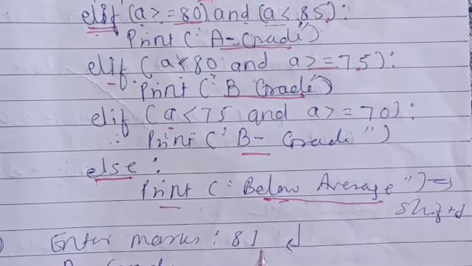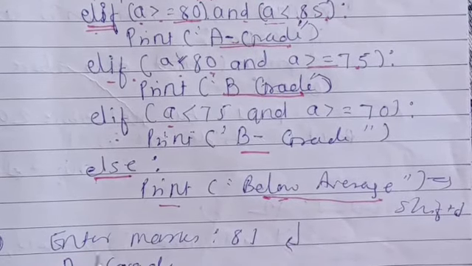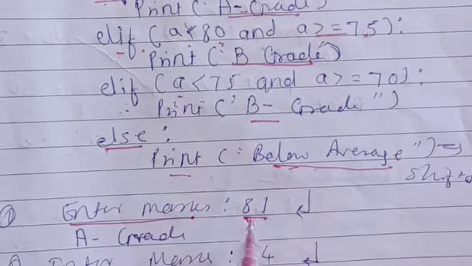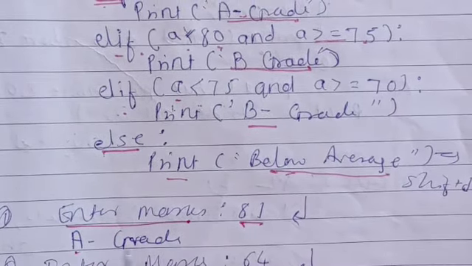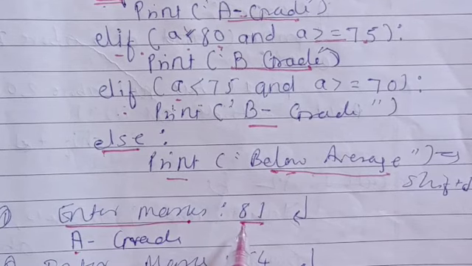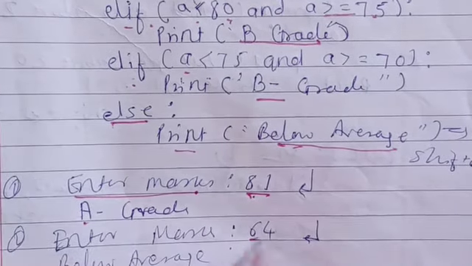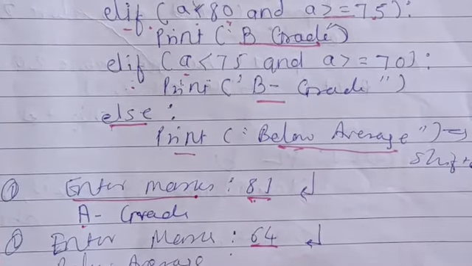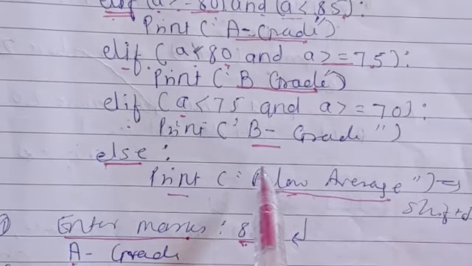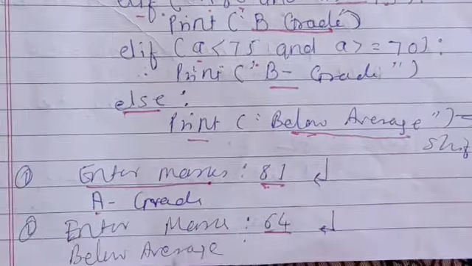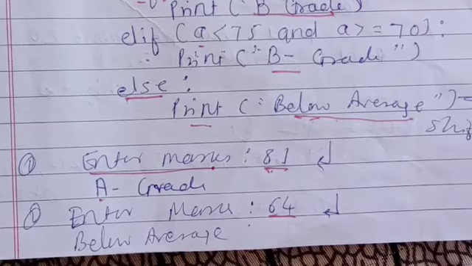Now press shift enter. It will ask you to enter marks. Suppose you enter 81, what grade will be displayed there? A minus, because the marks are greater than 80 and less than 85. Suppose you enter 64, we don't have any grade below 70, so for 64 it will display below average.